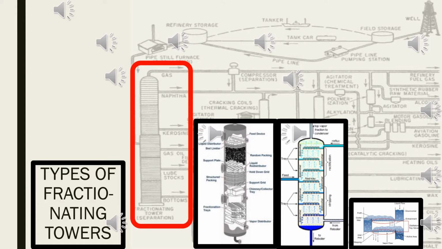Overall, for a tray column, the separation efficiency will depend significantly on the way you design the tray. You should design the tray to maximize vapor-liquid contact, by paying attention to the liquid distribution and the vapor distribution on the tray.